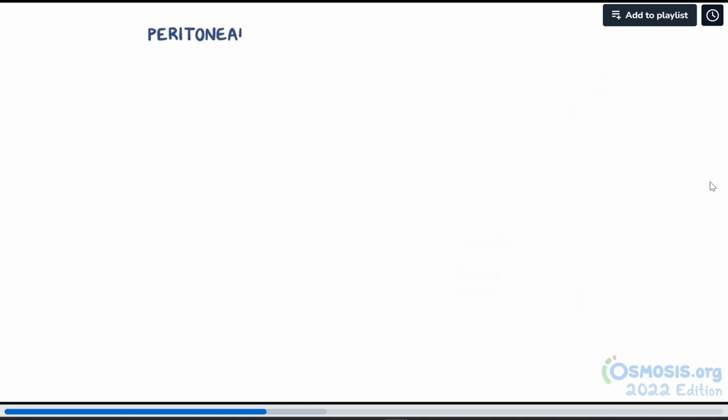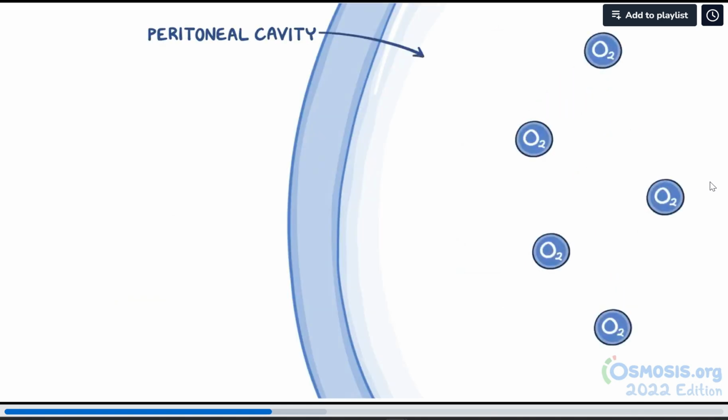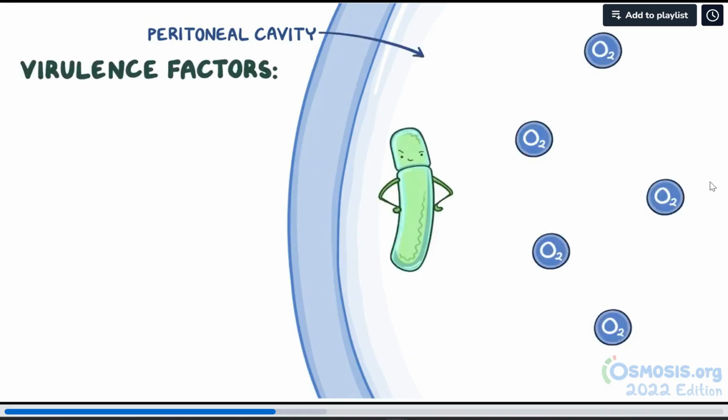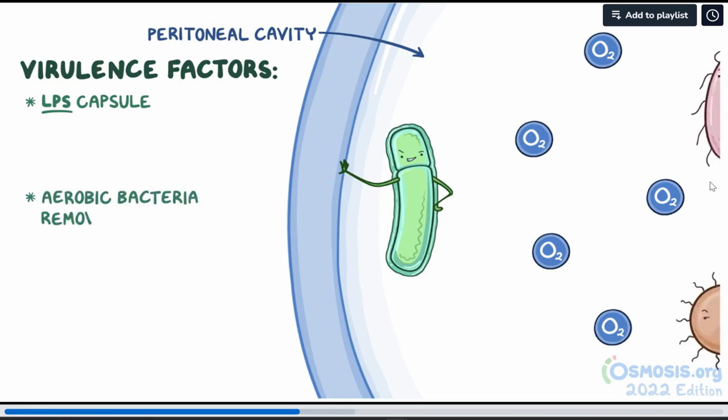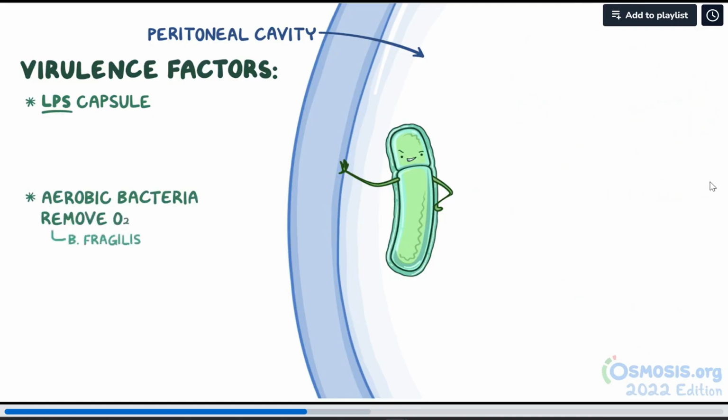Now, in the peritoneal cavity, Bacteroides fragilis can use its virulence factors and cause disease. First, it has a lipopolysaccharide capsule, or LPS for short, which it uses to attach to the surface of the peritoneal cavity. At the same time, the aerobic bacteria that tagged along remove the oxygen from the peritoneal cavity, allowing Bacteroides fragilis, the obligate anaerobe, to proliferate.